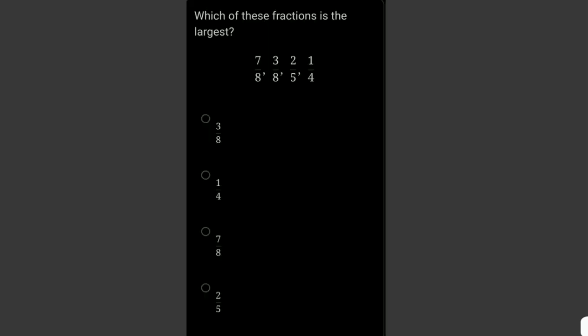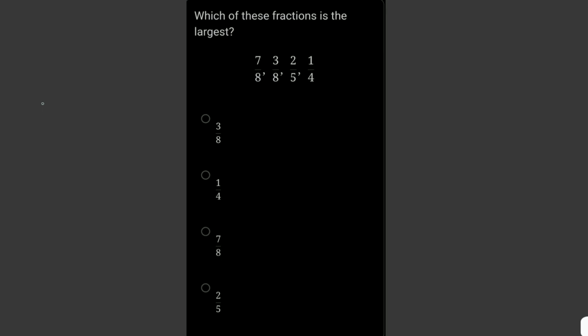Which of these fractions is the largest? So we're given here 4 fractions and we need to determine the largest of them. So we have 7/8, 3/8, 2/5, and 1/4. Actually, we can find the answer to this by simply dividing the numerator of each fraction by its denominator and arriving at a percent. However, to be sure of accuracy, we can use the calculator, but this is not allowed during the ASVAB test.